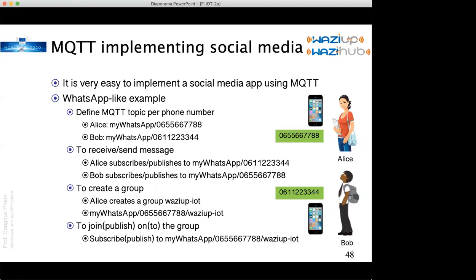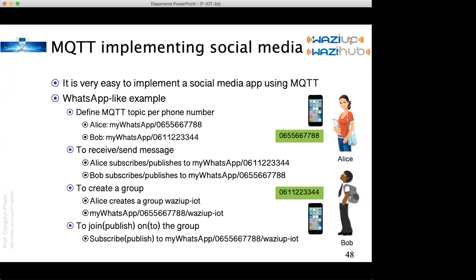So let's consider what you're doing when you create a WhatsApp group with your friends. You're doing exactly the same. One friend creates a group, and then you have the link to this group, and then you join the group. And then you just have to subscribe and publish to this topic so that everybody will receive the data from everybody.